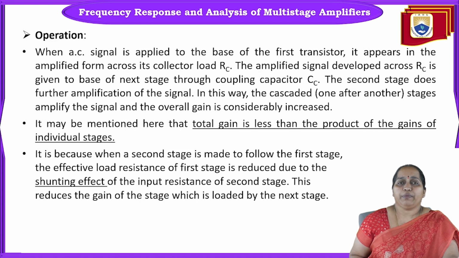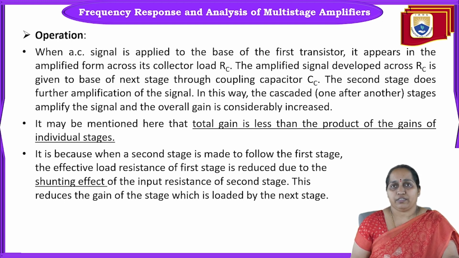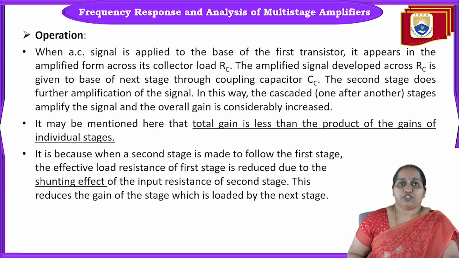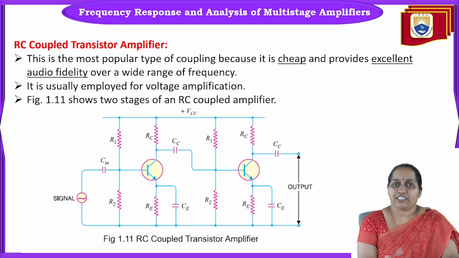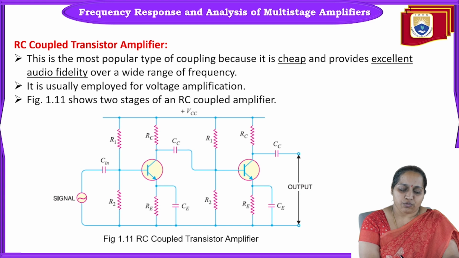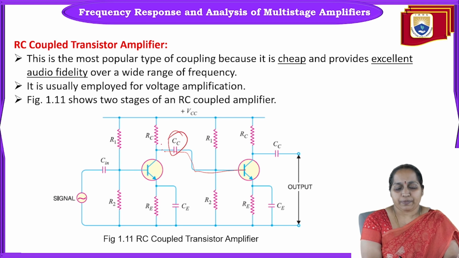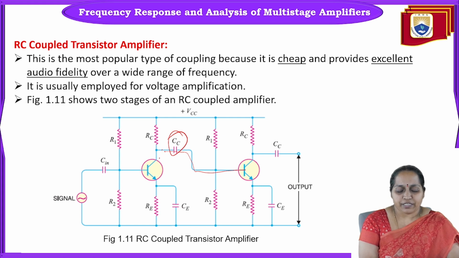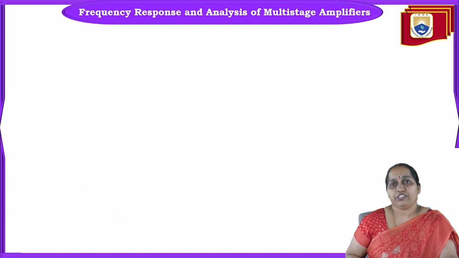Coming to the operation, when an AC signal is applied to the base of the first transistor, it appears in amplified form across the collector resistor RC. This amplified signal is given to the base of the next stage. Going back to the figure, the AC signal is first applied through the input capacitor Cin to the first transistor. The output is developed across the load resistor RC of the first stage, and this amplified output is given through the coupling capacitor to the base of the next stage. This amplified signal is further given as input to the second stage, so a further amplified signal is available at the output. This is how the RC coupled multi-stage transistor amplifier functions.